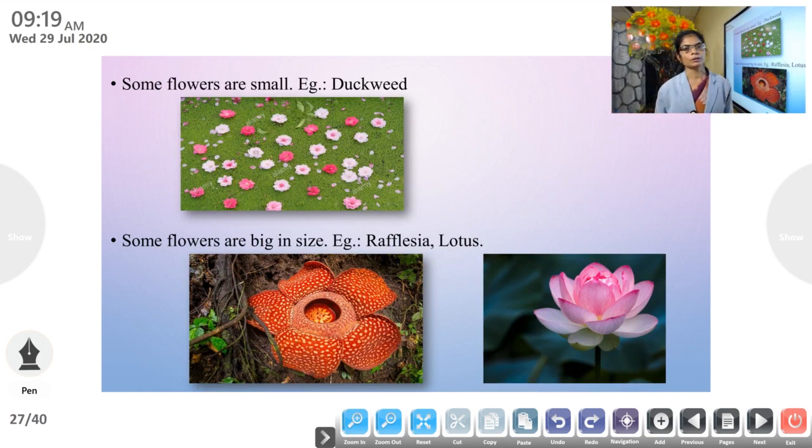Look, some flowers are small in size. Example, duckweed. Look, some flowers are big in size. Example, Rafflesia. Rafflesia is a big flower. Lotus is also big. Examples for big flowers: Rafflesia and lotus. Example for a small flower is duckweed. Understood? Flowers are the most attractive part of a plant.